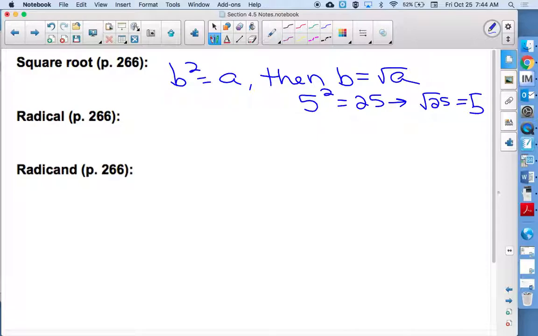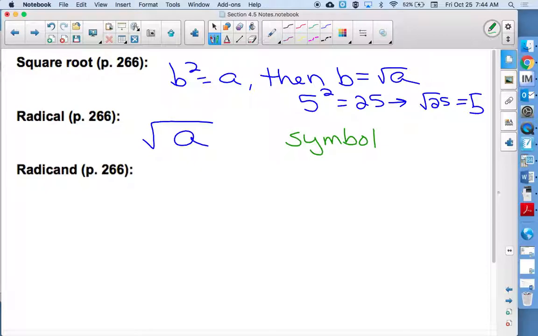It's a perfect square. There's two other words. We have the word radical versus the radicand. So if I have the square root of A, A is any number, what part is the radical? Peter. Yeah, this symbol. So the radical is the actual symbol.